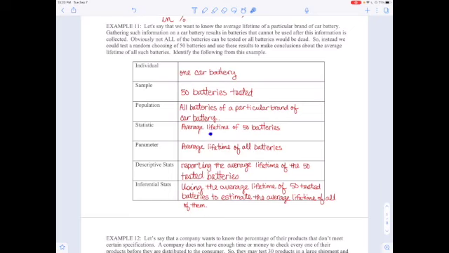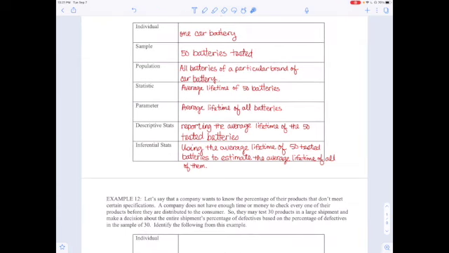Statistics is the average lifetime of the 50 batteries. Remember, it's kind of the same thing as sample, but you are talking about the numbers, okay? And then the next one, the parameter, is the average lifetime of all the batteries. So in this case, it's going to be in percentage. This one is going to be the mean. So maybe one battery will go for 2 weeks, the other battery 2.1 weeks. And then when you do that, it's going to be the average of them together.